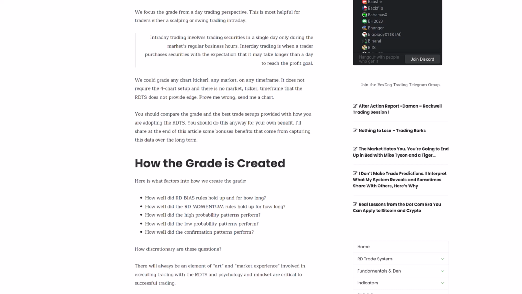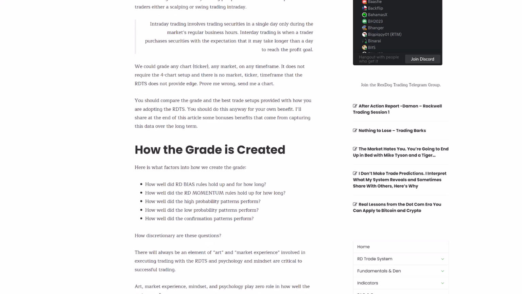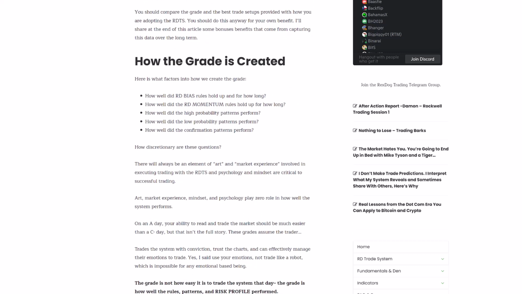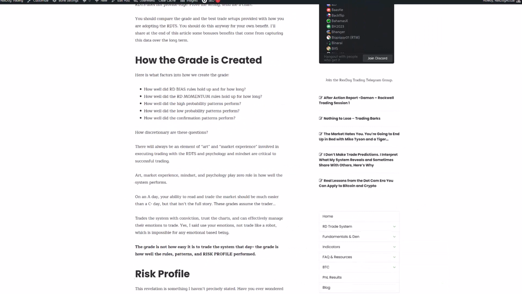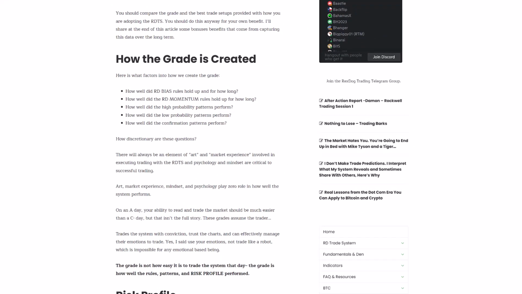So here is what, in the members section, and I'll probably do this on YouTube as well, we're going to share me actually doing this in real time, the process, the procedure, and then how we're going to get to the point of probably automating much of this in a highly effective fashion. So here are the factors in how we create the grade. One of the first things that we look at is how well did the RD bias rules hold up and for how long. We know that the RexDog average is the bias indicator. So we say, okay, how did the RexDog average hold up, and for how long did it hold up?